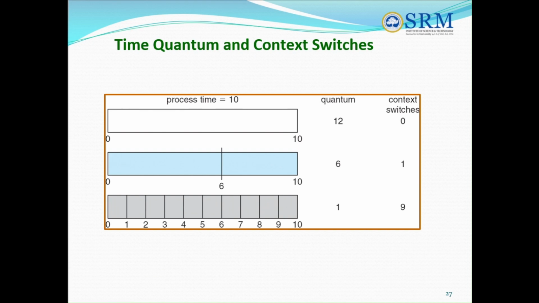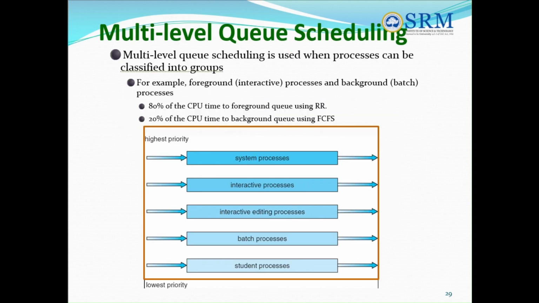This is a preemption, which we can call a context switch. If a higher priority process comes, the processor automatically switches over to that process. That is called a context switch.